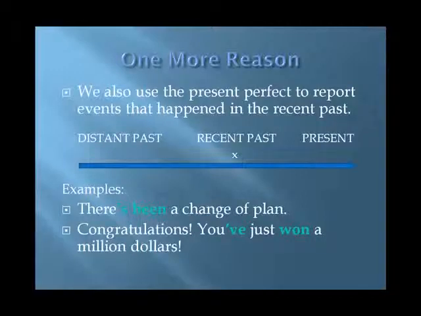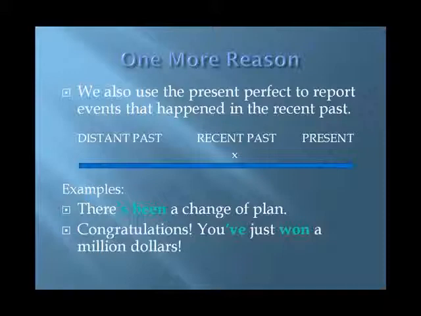Now let me present one more reason. This will be our 4th reason for using the present perfect. We also use the present perfect to report events that happened in the recent past. So we can talk about the distant past, meaning a long time ago, and the recent past, a short time ago. Here are 2 examples. The first, there's been a change of plan. So the change took place recently, perhaps just yesterday. Second example, congratulations, you've just won $1 million. So this news is very recent.